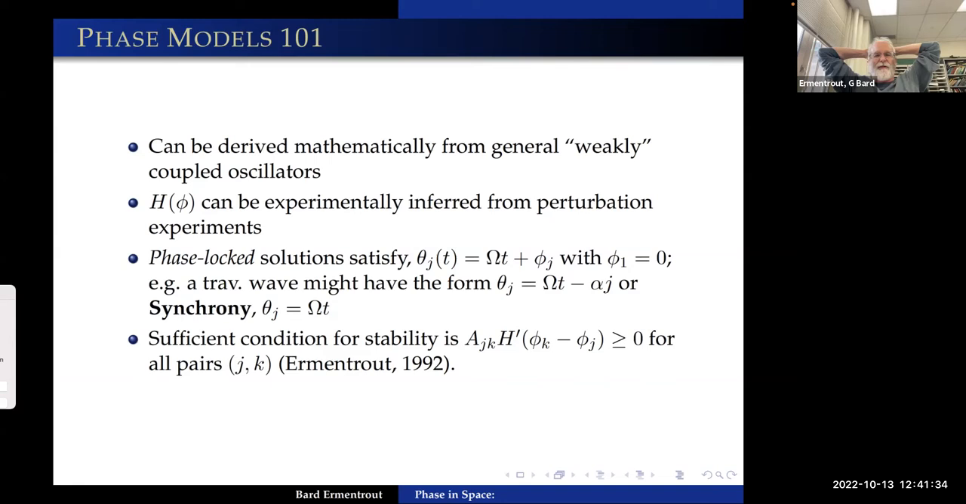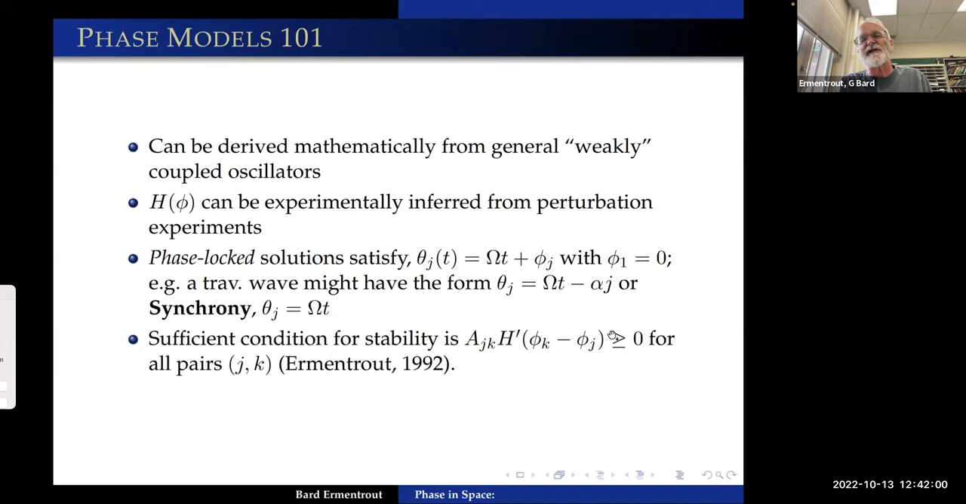I derived a sufficient condition for stability of these phase waves, and that is that A_jk H prime of the phase differences is greater than or equal to 0 for all pairs. That's sufficient but not necessary. Okay. And of course, I have greater than or equal to 0 because you may have pairs that aren't coupled.